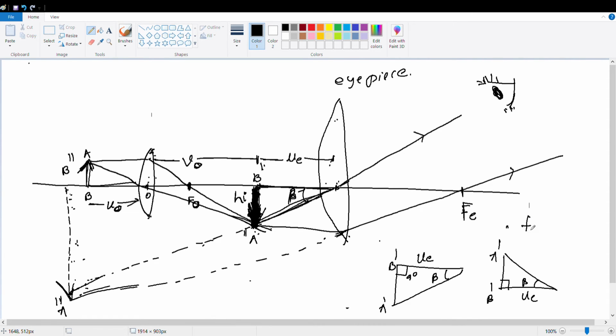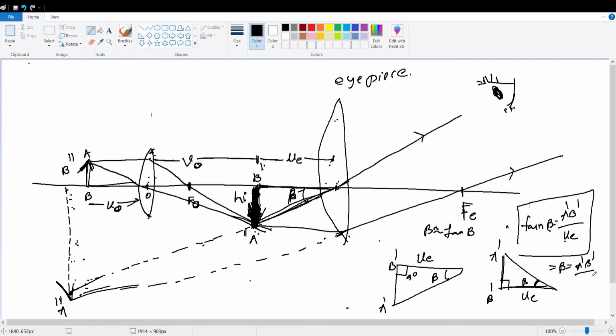If I say tan beta, what is tan beta? Perpendicular by base, A dash B dash divided by UE. If tan beta is this much, beta is very small. Whenever beta is small, very close to 0, then beta can be approximated to tan beta. So I can write this as beta equal to A dash B dash by UE. Clear?